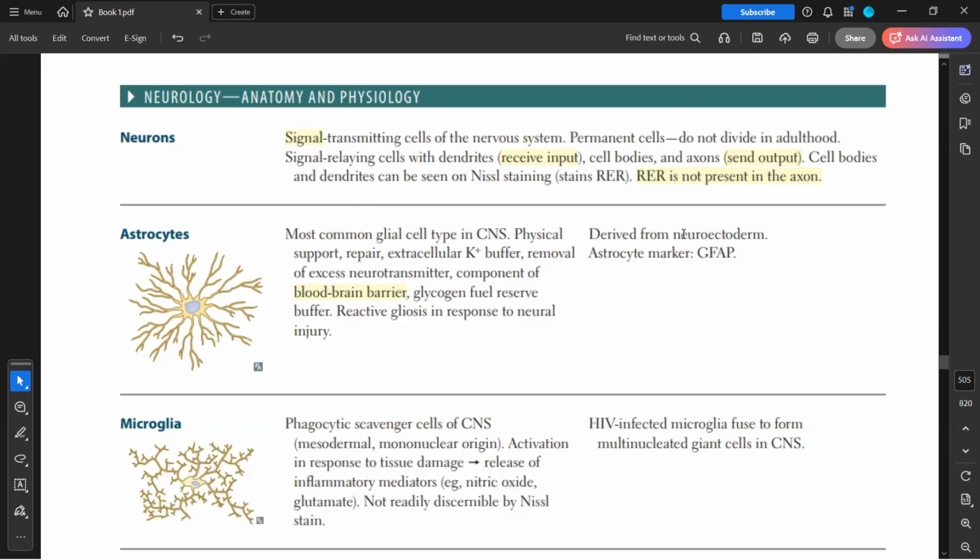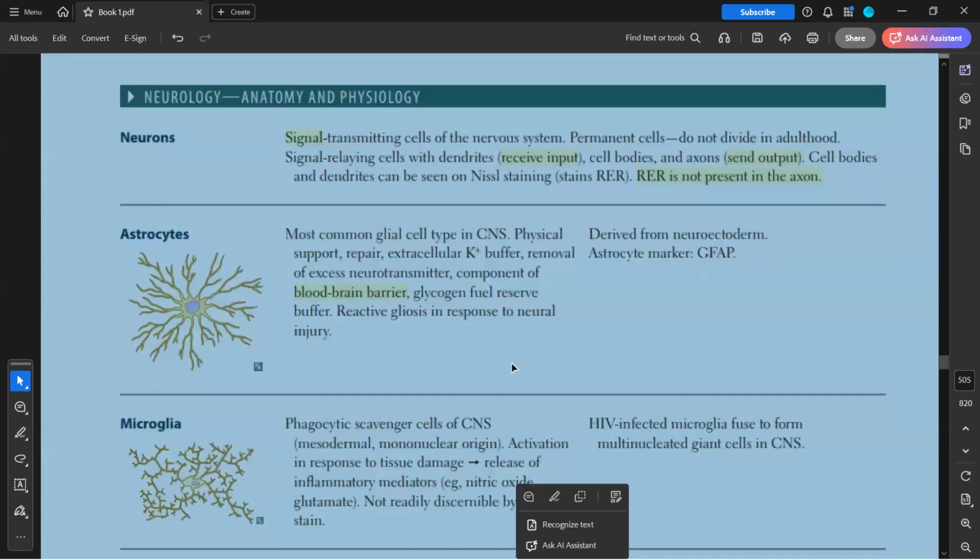Astrocytes derive from the neuroectoderm. The astrocyte marker is GFAP. So this is all about astrocytes.